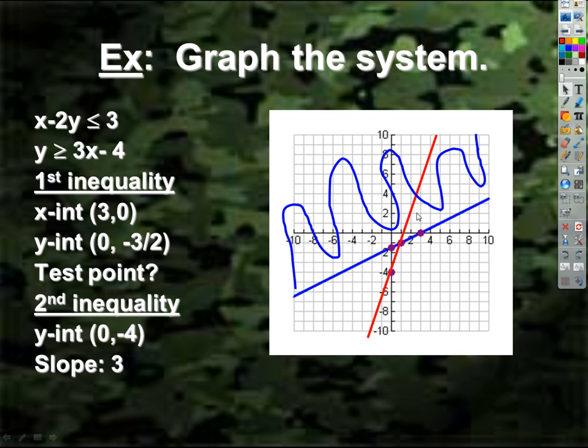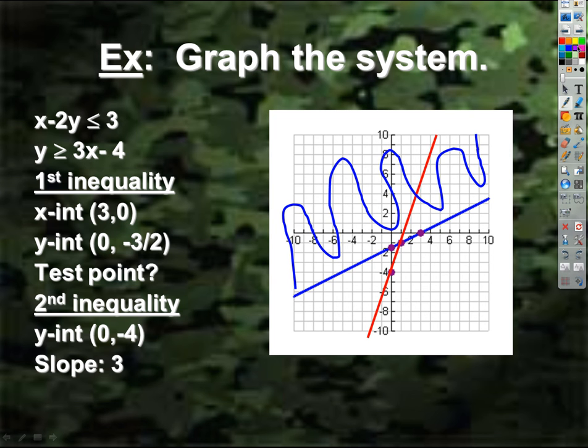Okay, we can test a point on that one too, right? If we test the point, let's make it green. If I test the point 0, 0, 0 in for x, 0 in for y, on the right, I get 3 times 0, which is 0, minus 4. Is that true or false? Is 0 greater than or equal to negative 4? Yes, it is. So that checks also. And so we would shade this side of the red line, right?